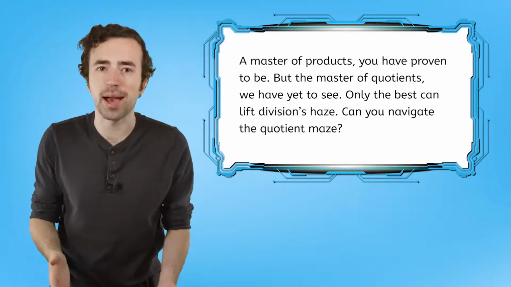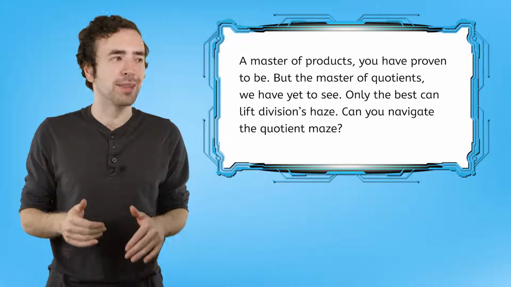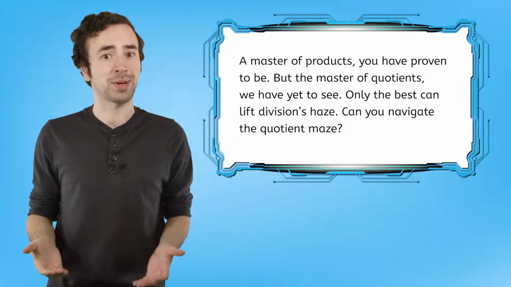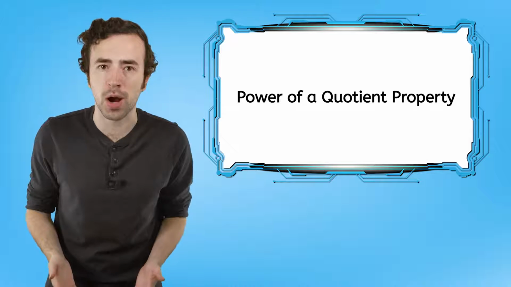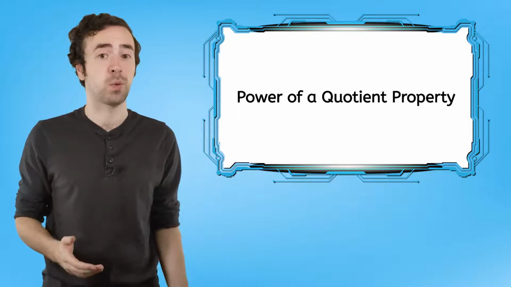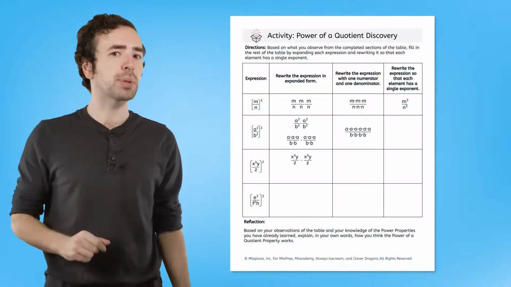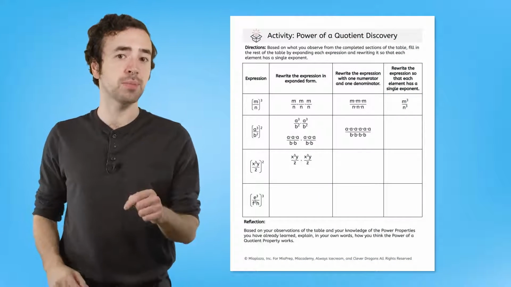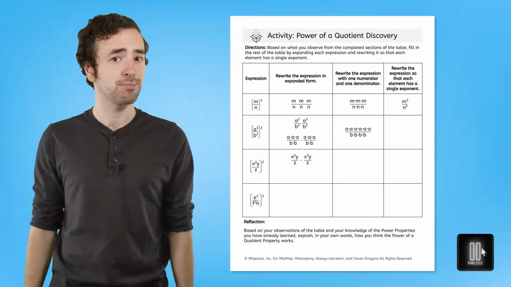Oh, I'm so glad you're back. I've been stuck here at level 4 since our last lesson. We're going to have to learn the power of a quotient property to navigate our way out of the division maze and finish level 4. But first, if you haven't completed the discovery activity in your guided notes, pause the video here to do that now.